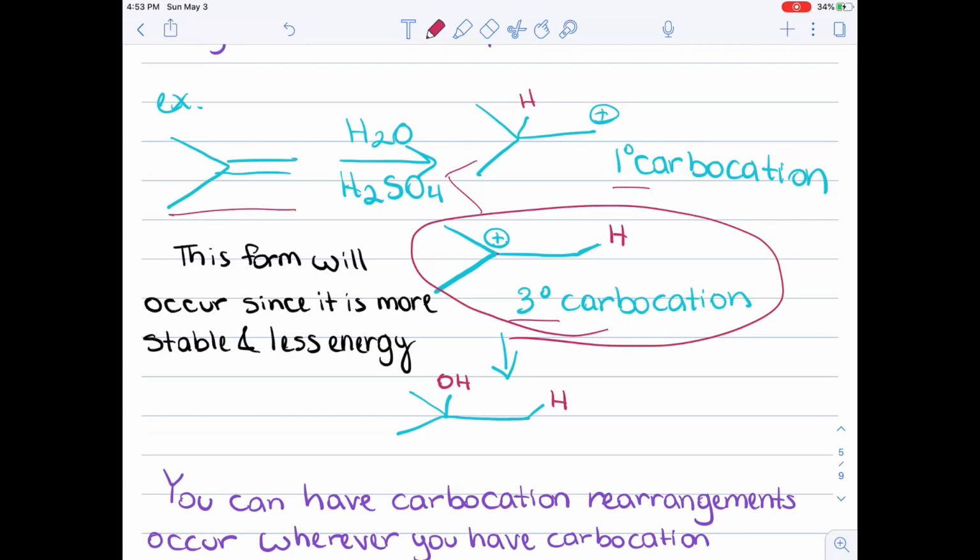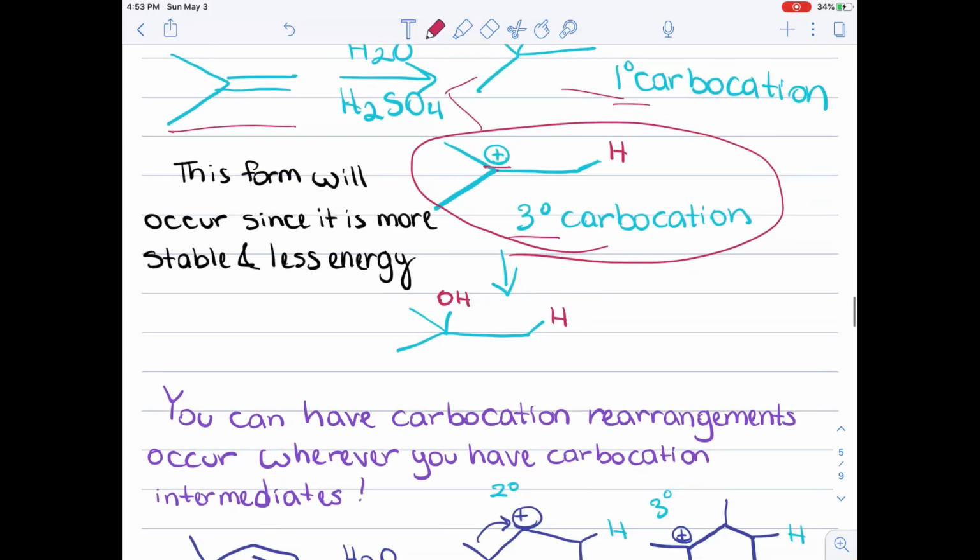Why? Because it is much more stable and it takes up less energy to add your alcohol group to the tertiary carbocation than it takes to add to your primary. This will lead you to this product, where you have your alcohol group bonded to your tertiary carbon.